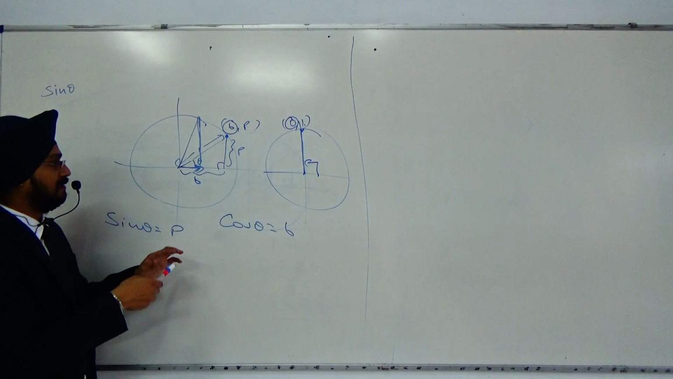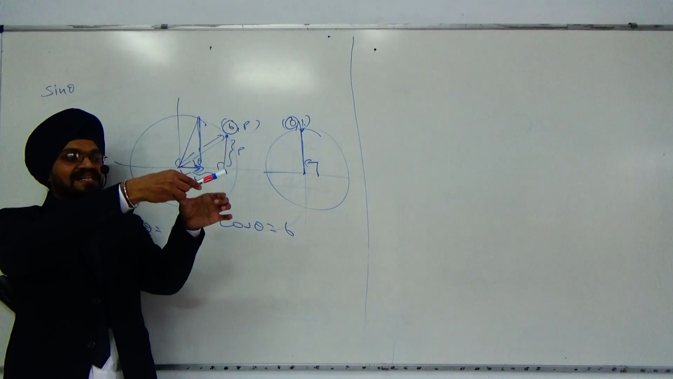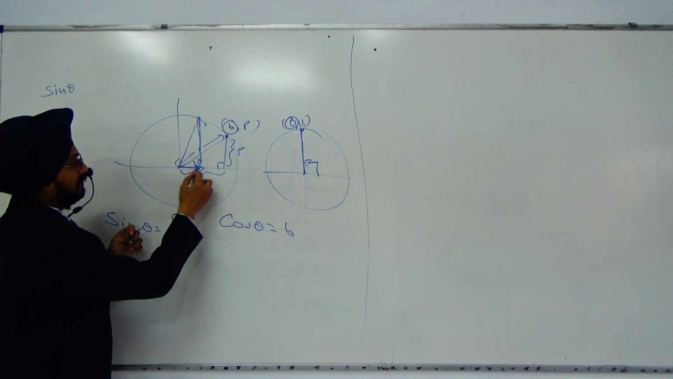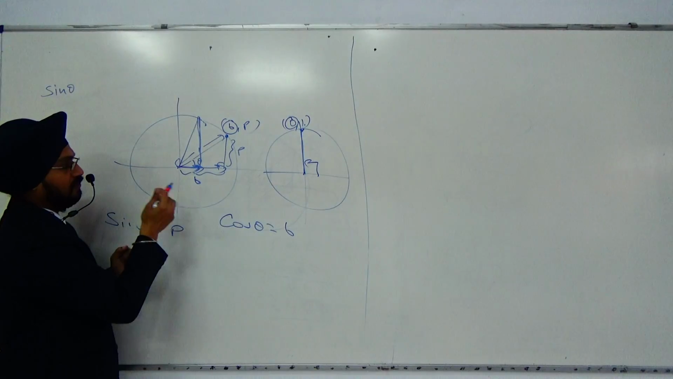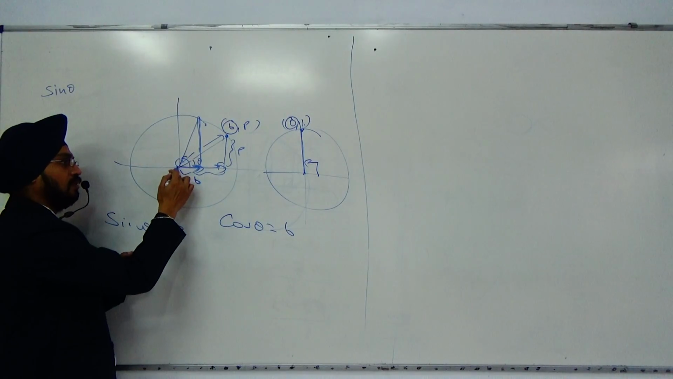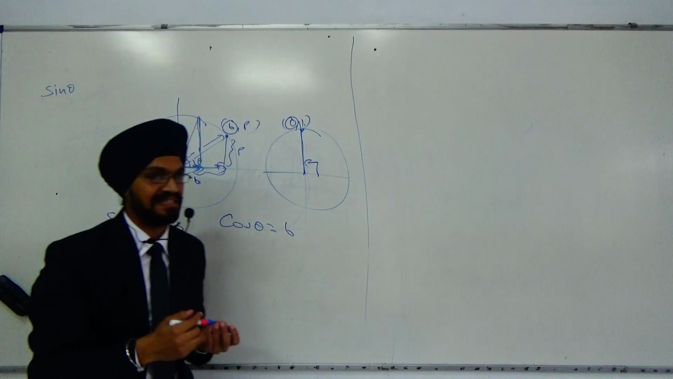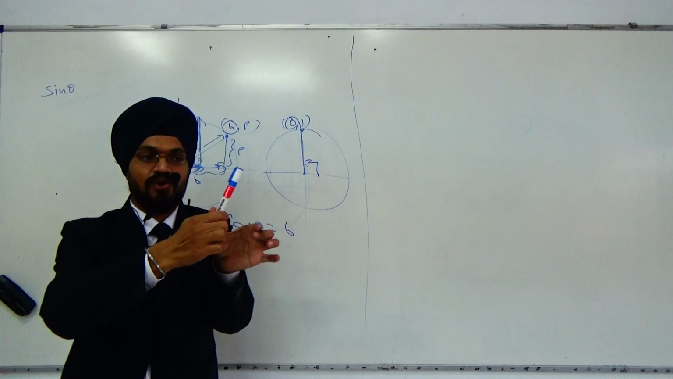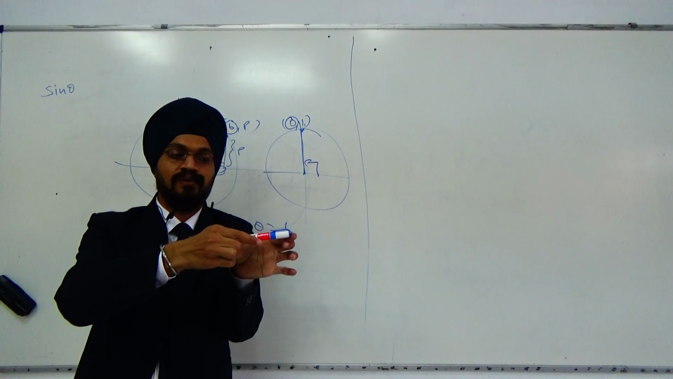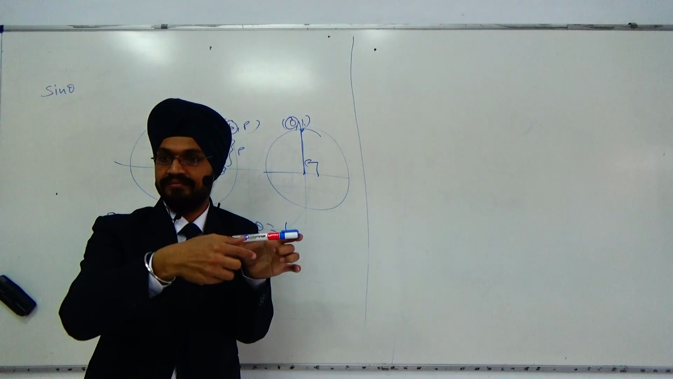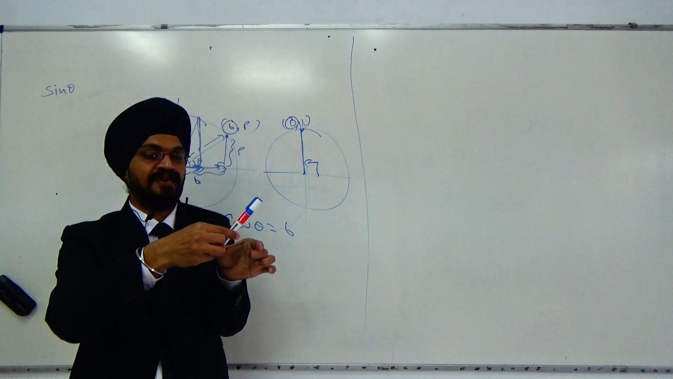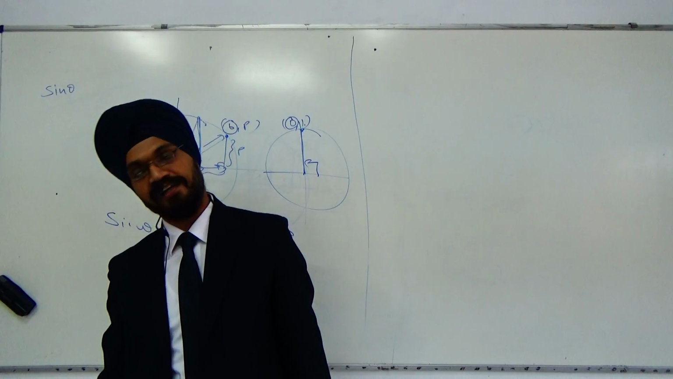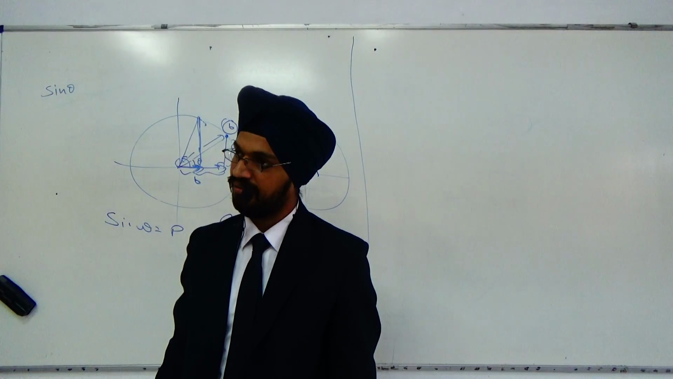Cos theta is the x coordinate. As the angle increases, the value of the base or x coordinate is decreasing. This was the x coordinate, now this is the x coordinate. As theta increases, cos theta decreases. Is it clear? At 0, the x coordinate is equal to the radius, 1. And as theta increases, cos theta is decreasing. Is it clear to everyone? Yes, sir.